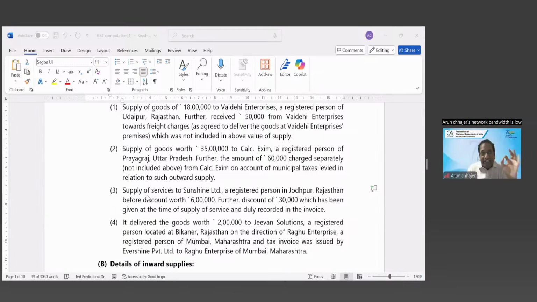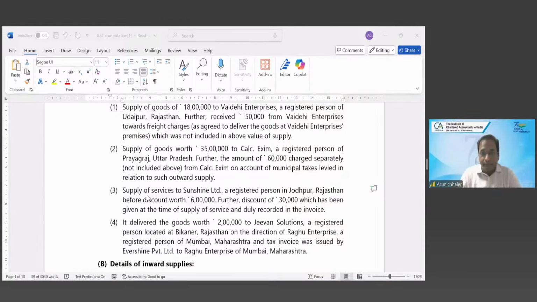what is the additional condition to be satisfied so that discount can be excluded? Very nice, very nice.